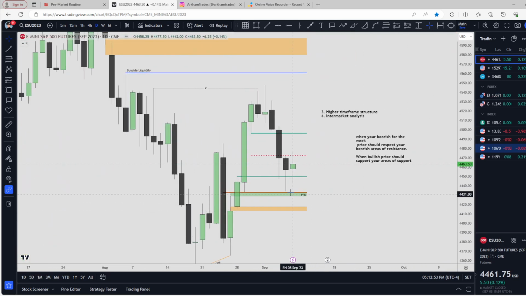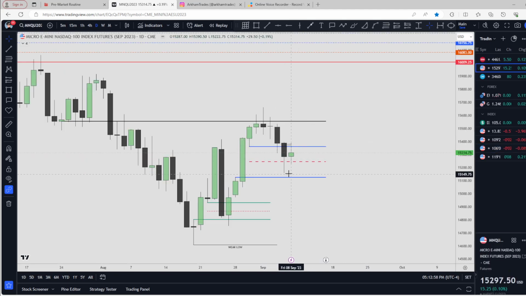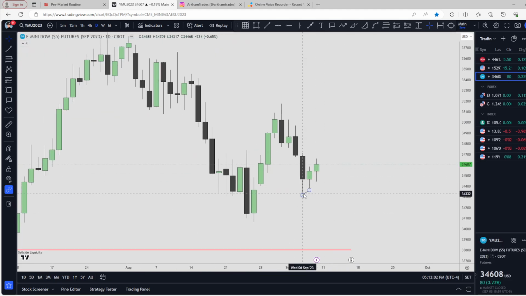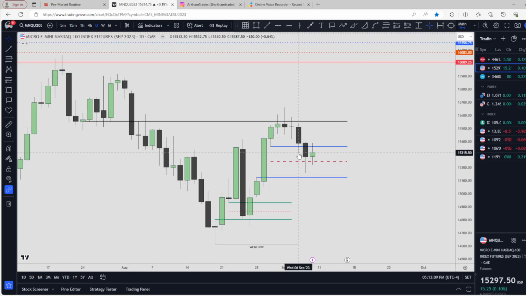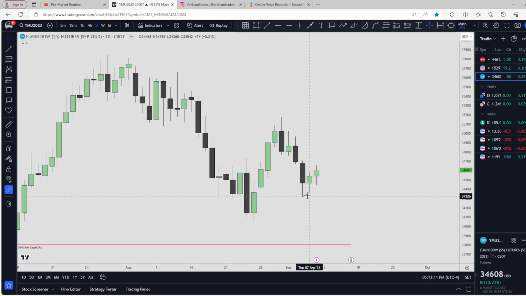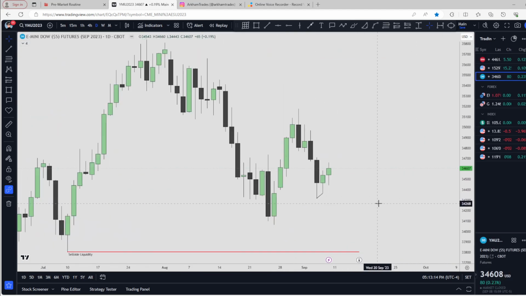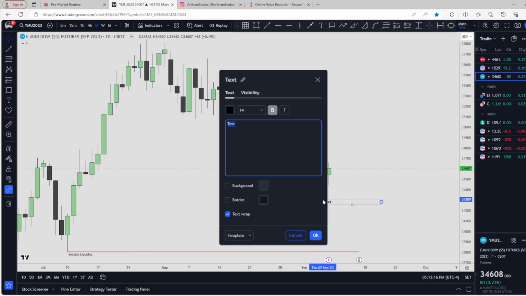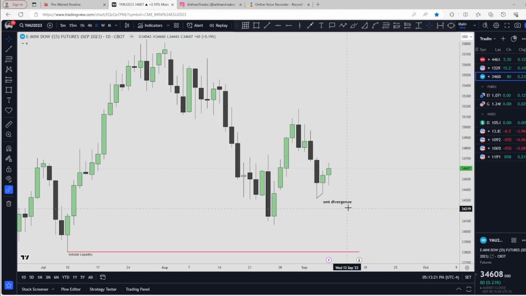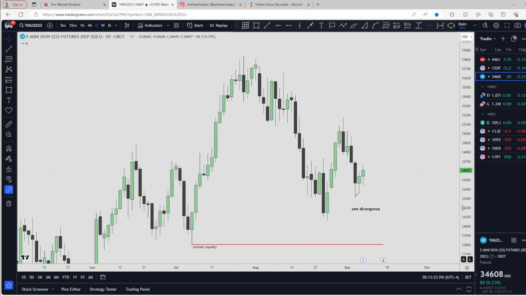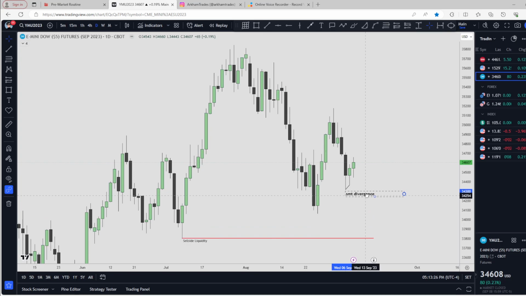because look at this. ES took out this low. Nasdaq took out this low. Dow Jones, it didn't take out this low. See that? It didn't take out the low, but ES and Nasdaq did, but Dow Jones didn't. That's an SMT divergence. And on the higher time frames, it can be really powerful.